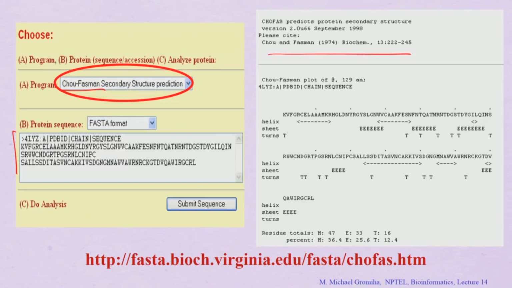Finally, you can see this region is the helix, which is what we discussed, the predicted ones, and then you can see this is a strand region and this is a turn region. So, finally, you can use this server to predict the secondary structures based on Chou-Fasman methods.